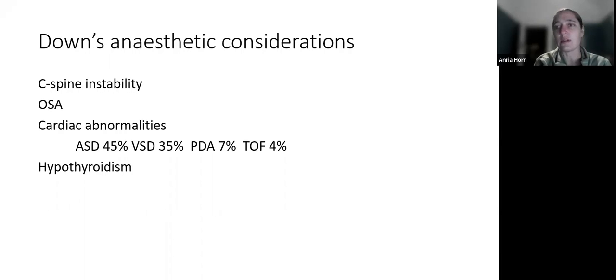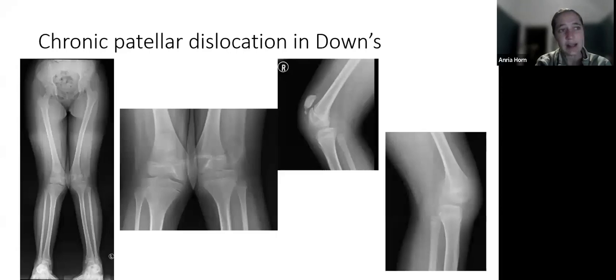Then those ones you treat on their own merit, basically. So it's nothing different for the Downs. It's just important to know about their anesthetic considerations, which is C-spine instability, obstructive sleep apnea, especially if they're obese, which they often are. And then the cardiac abnormalities: almost all of them have some sort of cardiac problem, and then hypothyroidism. So this is not somebody you're going to book on the list for Maitland unless they are worked up quite nicely. I just want to show you this case of a chronic patellar dislocation in Blount's disease.